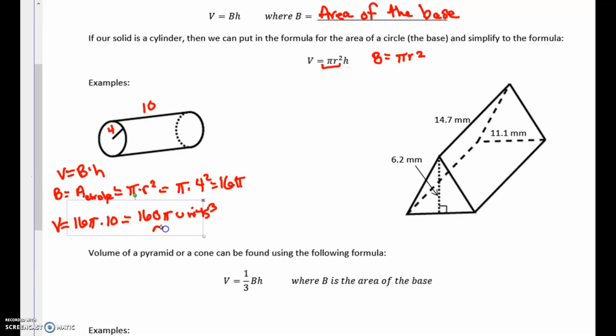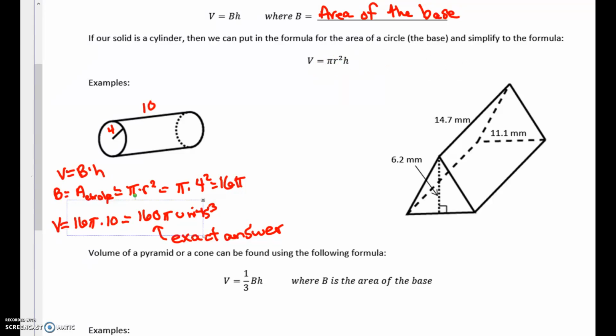And when you leave it like this in terms of pi, that's known as the exact answer, not the approximate. And so we usually like to leave things in terms of pi unless they tell me to find the approximate answer. Now let's take a look at this guy over here.